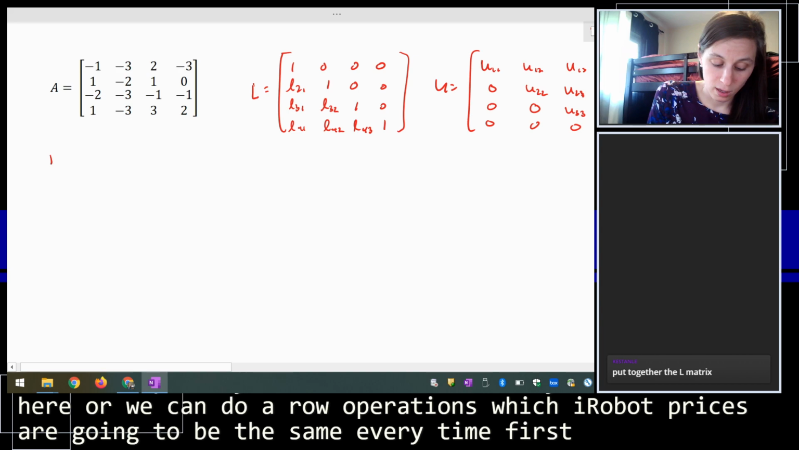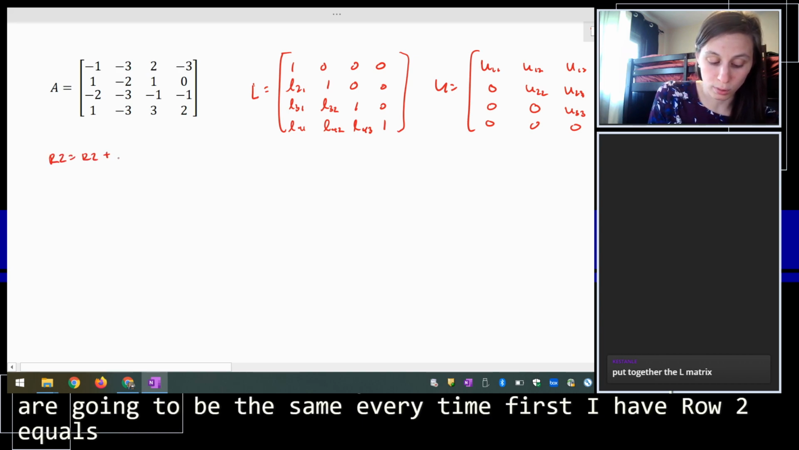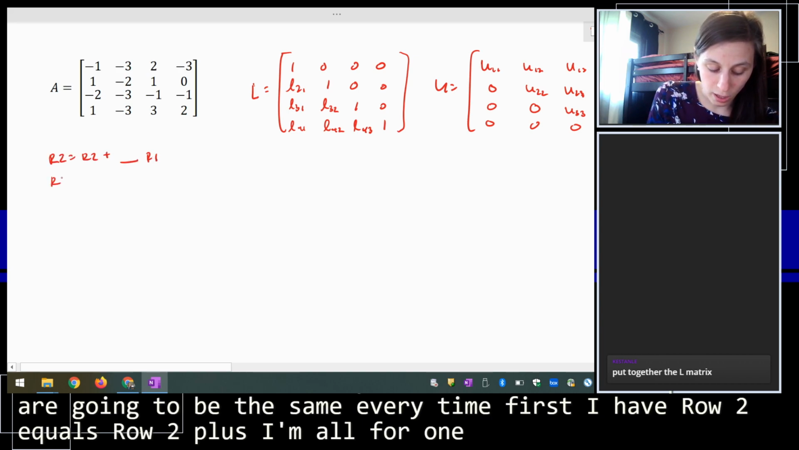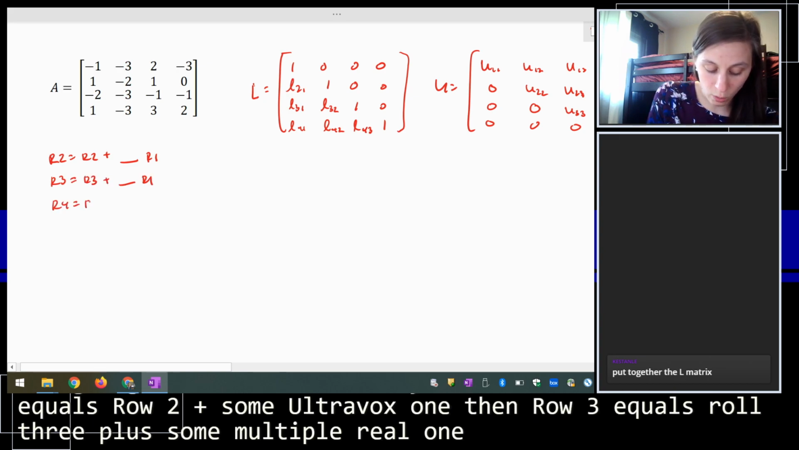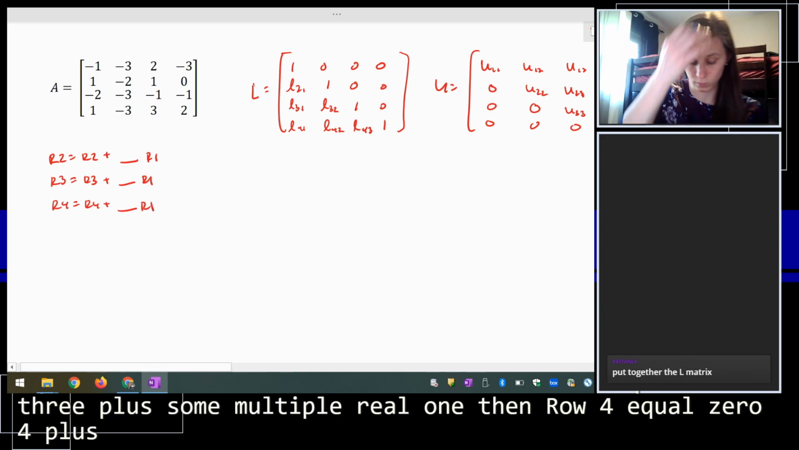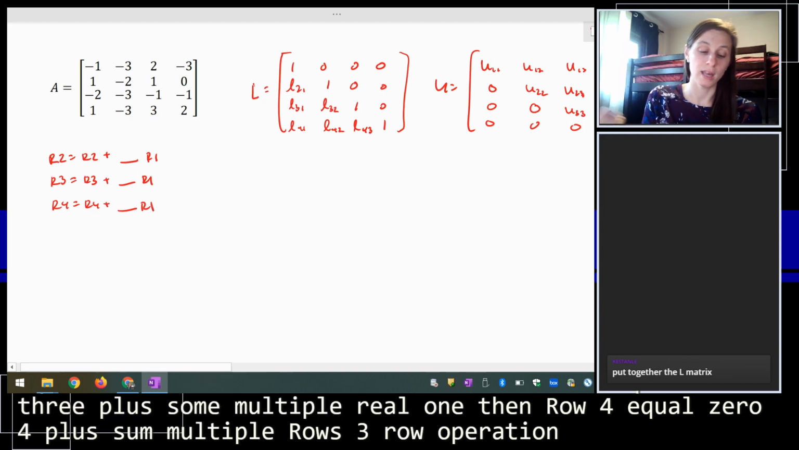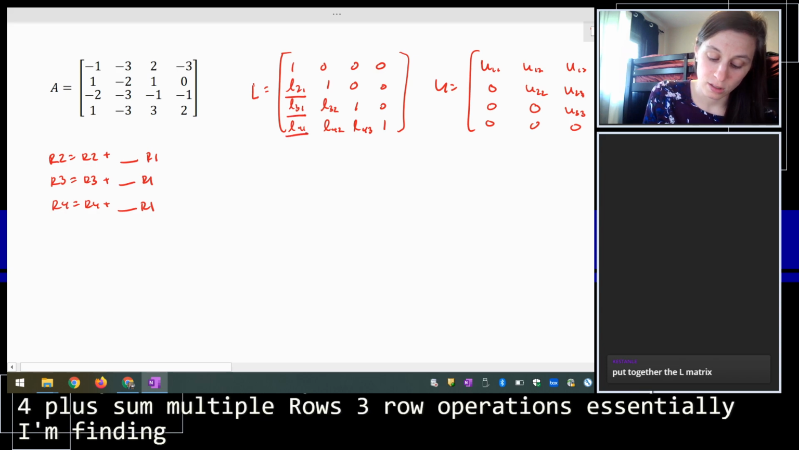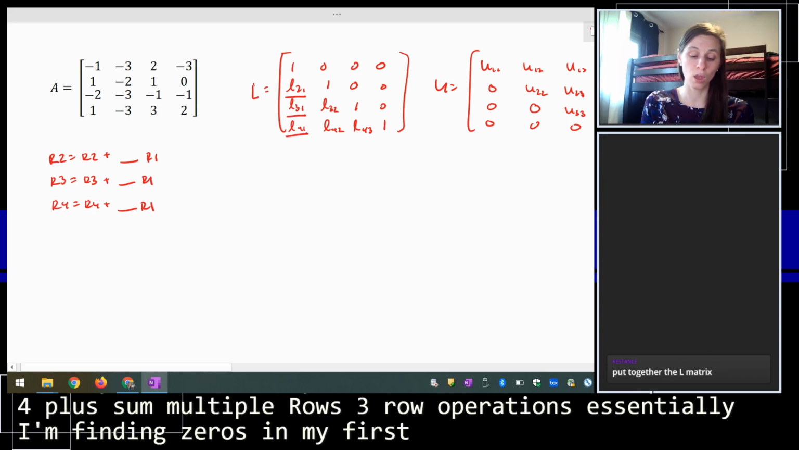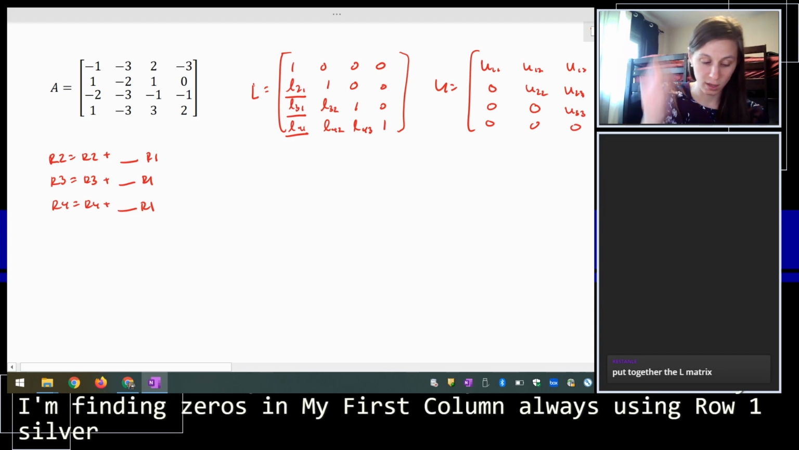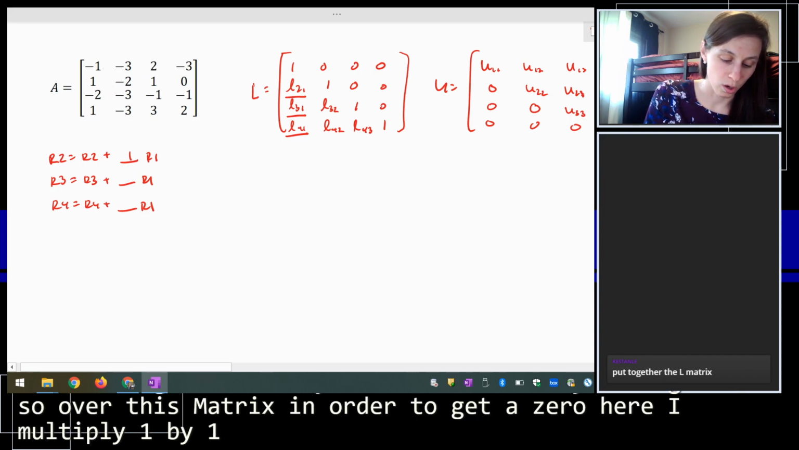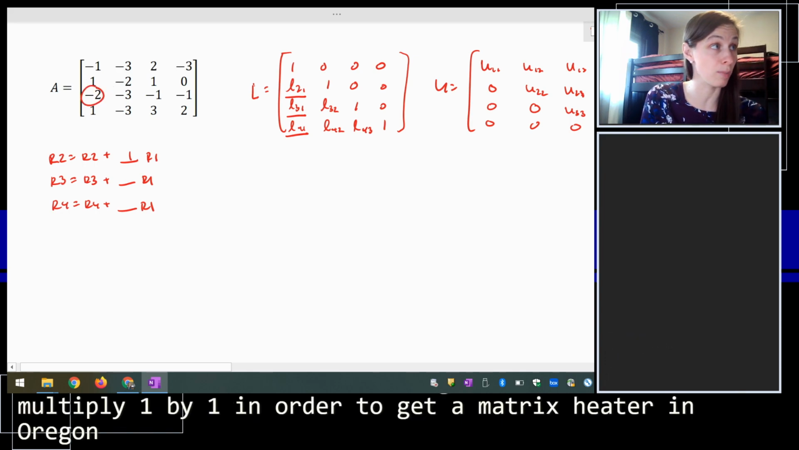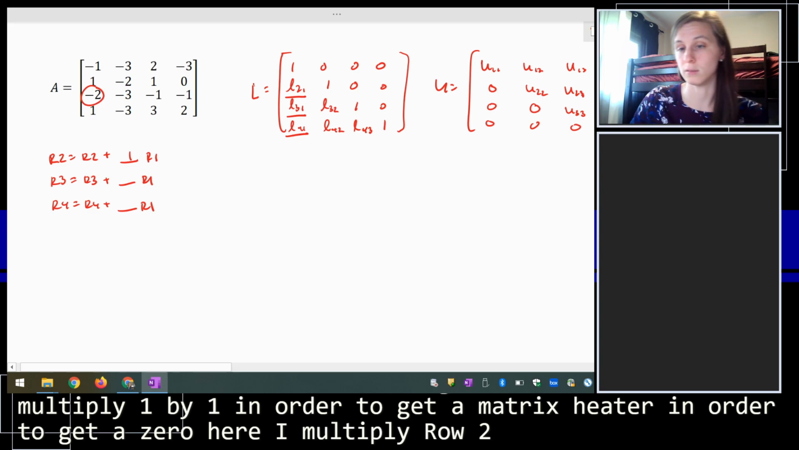First, I have row 2 equals row 2 plus some multiple of row 1. Then row 3 equals row 3 plus some multiple of row 1. Then row 4 equals row 4 plus some multiple of row 1. Those are my first 3 row operations. Essentially, I'm finding zeros in my first column, always using row 1. So for this matrix, in order to get a 0 here, I multiply row 1 by 1. In order to get a 0 here, I multiply row 1 by -2.